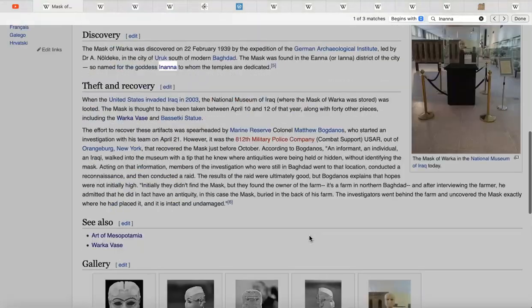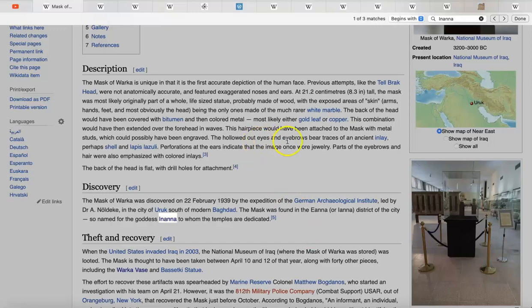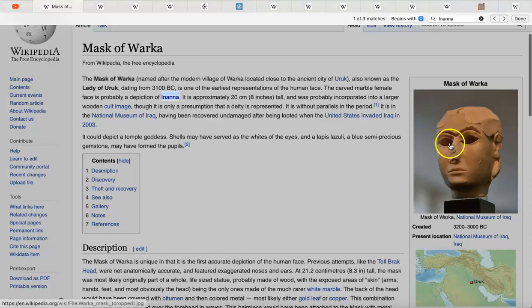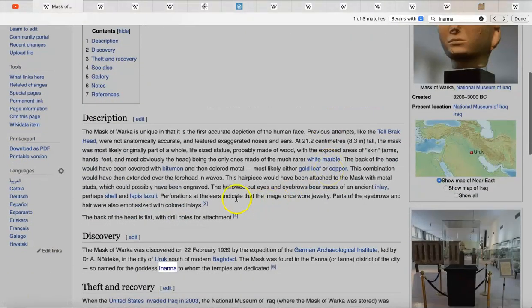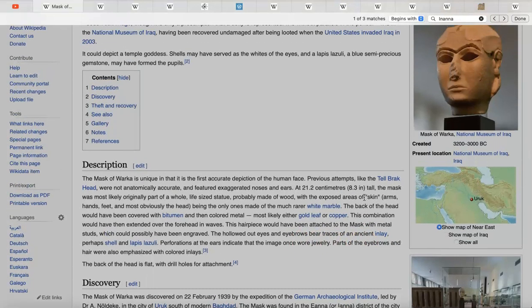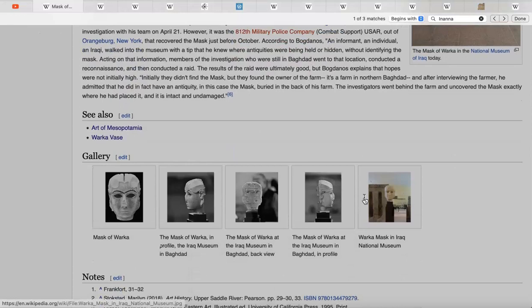So they tell you a lot of stuff about this thing. They mention that shells and lapis lazuli were probably part of its eyes, these holes here, right? The ears indicate that the image once wore jewelry. Parts of the eyebrows and hair were also emphasized with colored inlays. The back of the head is flat with drill holes for attachment. You can see all of that here.